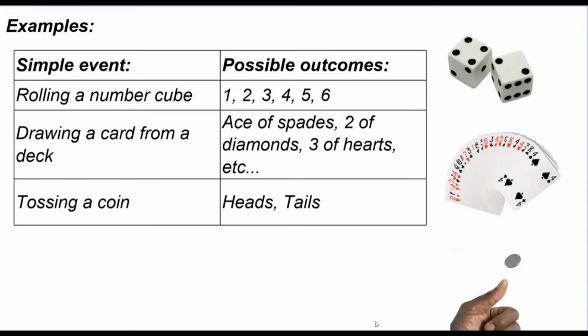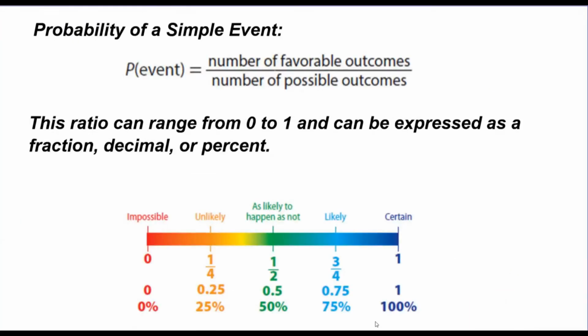So the language we're going to be using are events and outcomes. And how to find the probability of a simple event: the probability of the event is a ratio of the number of favorable outcomes. Now, favorable outcomes are the outcomes that we expect or the outcomes that we want to happen, over the number of possible outcomes or total possible outcomes. And the notation here is that capital P is just used to indicate the probability of, and then whatever you're looking for goes in the parentheses.